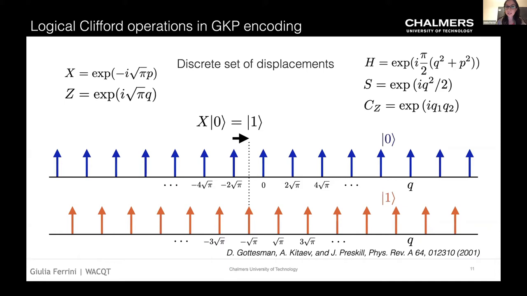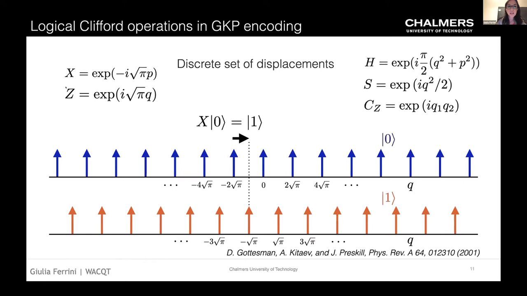These are also quite easy because they are all described by Gaussian operations, as was already stated in the GKP paper. The Hadamard transformation maps to the Fourier transform that is quadratic like this, and you have this Q square plus P square. Then the phase maps into this shear operation Q square. And then the CZ gate maps into Q1, Q2. The Pauli operators are just given by these shifts.